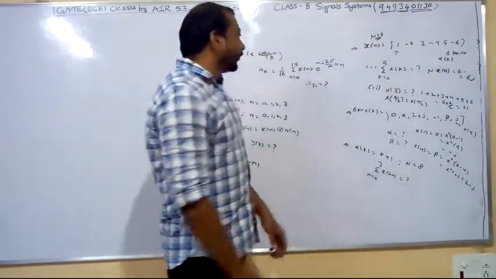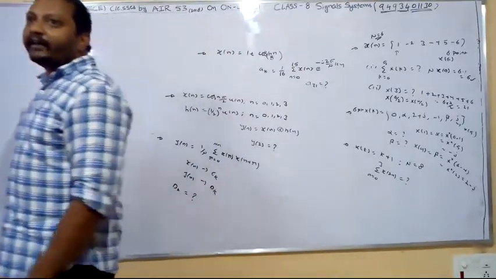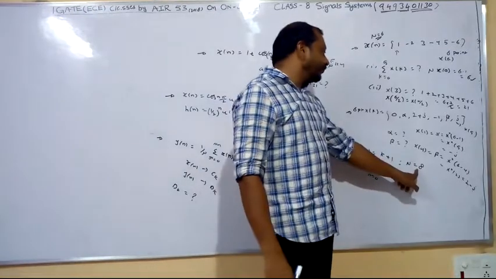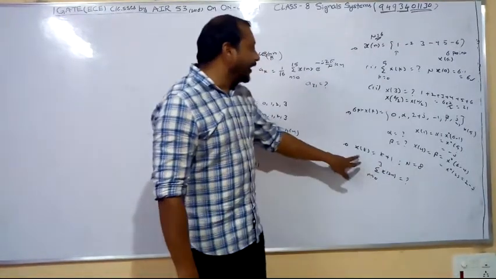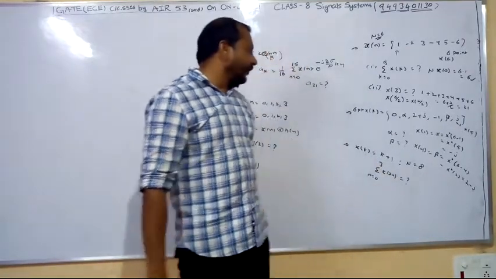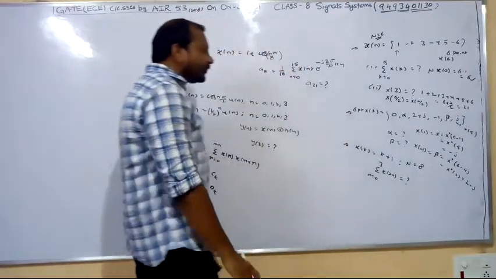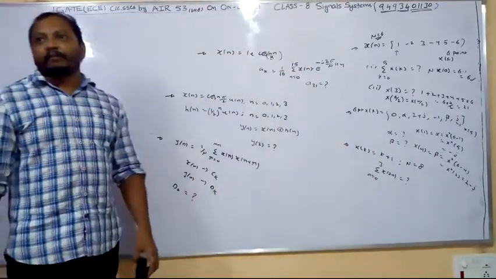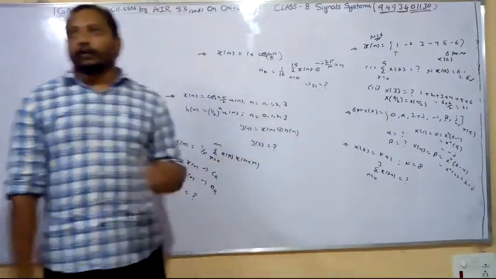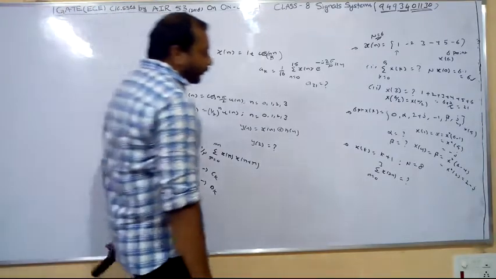Coming to the next question: the signal x of n is periodic with period N equal to 8, and the corresponding 8 point DFT is given by X of k equal to k plus 1. Then what is the value of the summation of x of 2n?